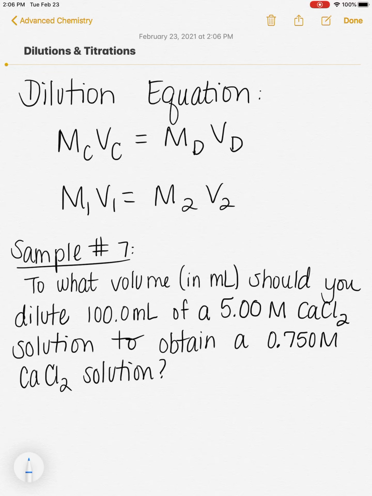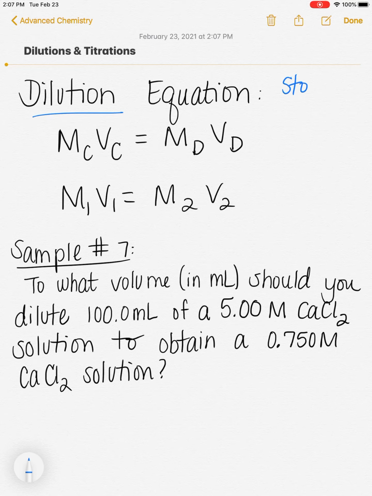Hello, today in advanced chemistry, we are reviewing dilution math and basics of titration equations. So let's begin with dilution. Dilution is when you take a concentrated solution and dilute it down to where there are fewer solute particles in relation to the solvent particles.